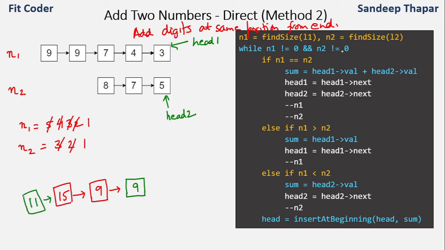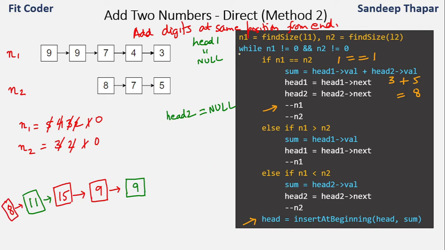In the next iteration, we check if n1 is equal to n2, both are equal to 1. So we need to add both the nodes of the linked list. So we add 3 plus 5, which becomes 8. Now head 1 is moved to next node, which is null. So head 1 becomes null and head 2 is also moved to the next node. So head 2 also becomes null. And n1 and n2 both are decremented. So n1 is 0 and n2 is also 0. And then we insert a new node at the beginning with the value 8.